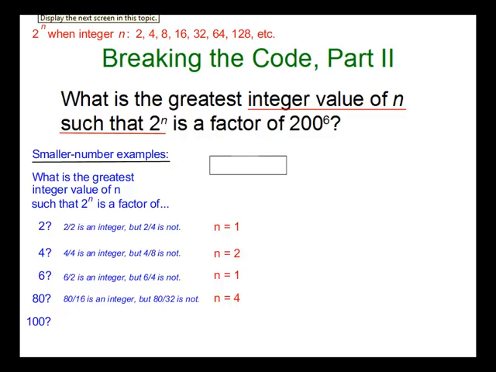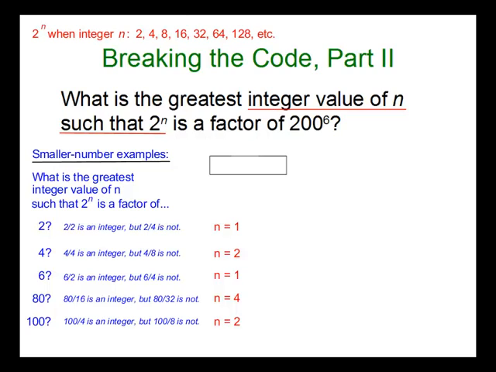And here we have another larger number, 100. Divided by 4 works, but divided by 8 does not. So here we are back to n equals 2 because of 2 squared. So another reversal like that, right? Larger number, yet n is smaller.